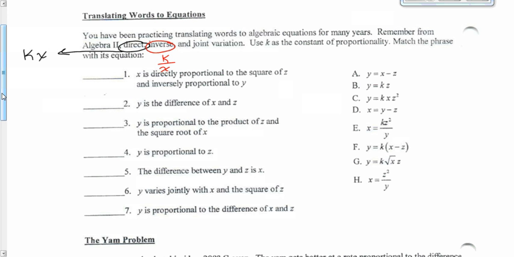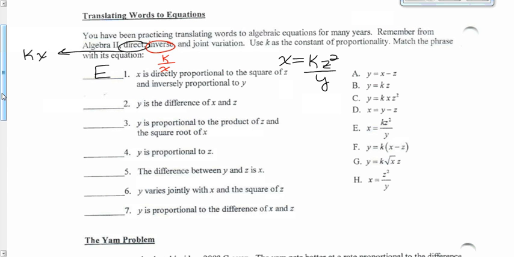So we're going to do number 1 together, then I'm going to ask you to do the rest on your own. So number 1 says x is directly proportional, so it'll be multiplying by k, to the square of z. The square of z is z squared, and inversely proportional. Okay, so inversely proportional means I divide, and I'm inversely proportional to y. So now that I have that, I'm going to figure out which one that is, and that looks like option E.